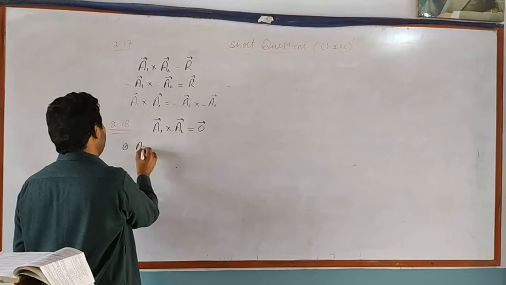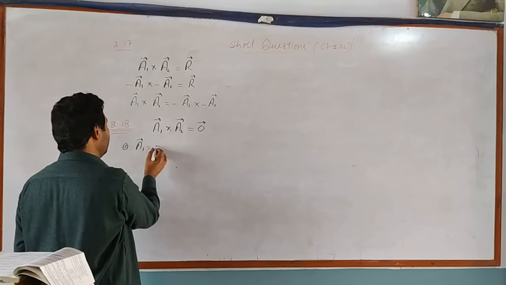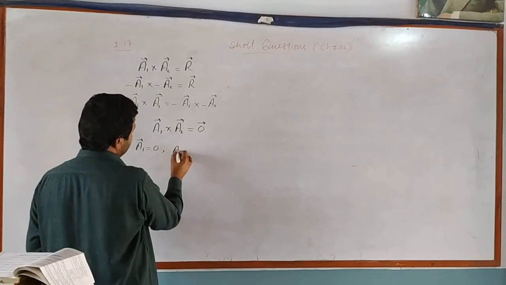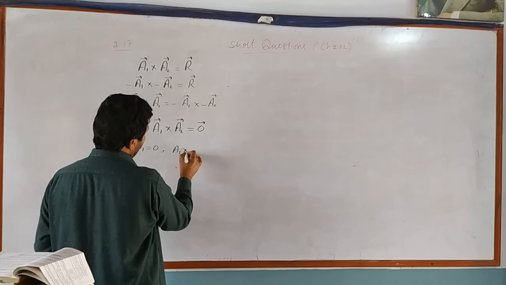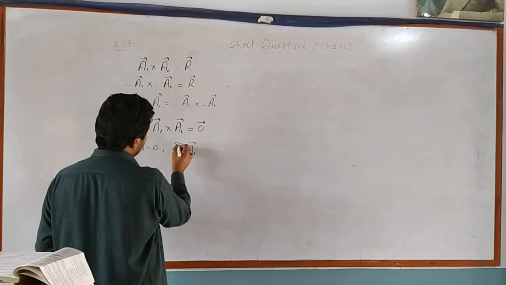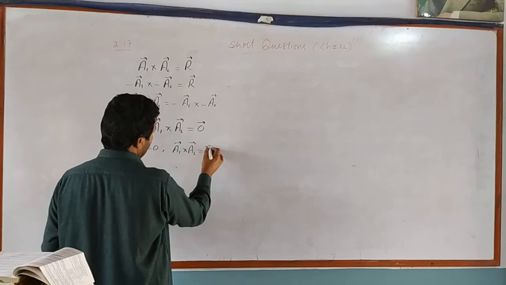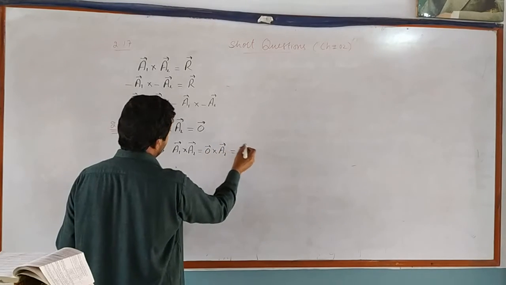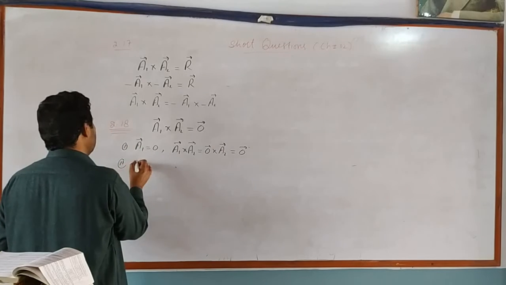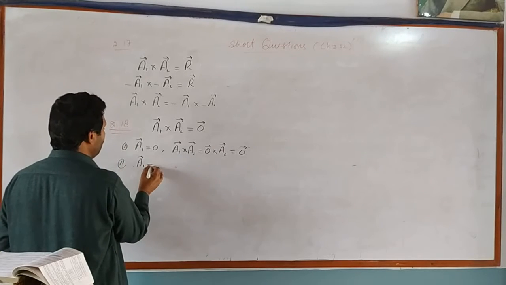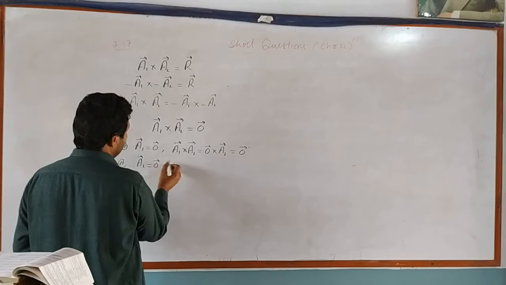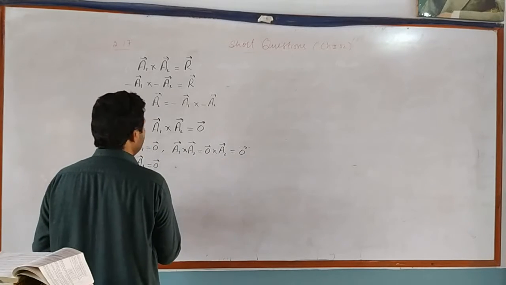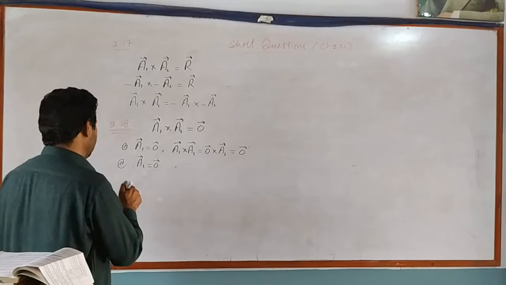First, when vector a1 is equal to null vector, then their cross product with vector a2, a1 cross a2, is equal to null vector multiplied by a2, which is equal to null vector. Similarly, if vector a2 is equal to null vector, then their cross product will also be equal to null vector.